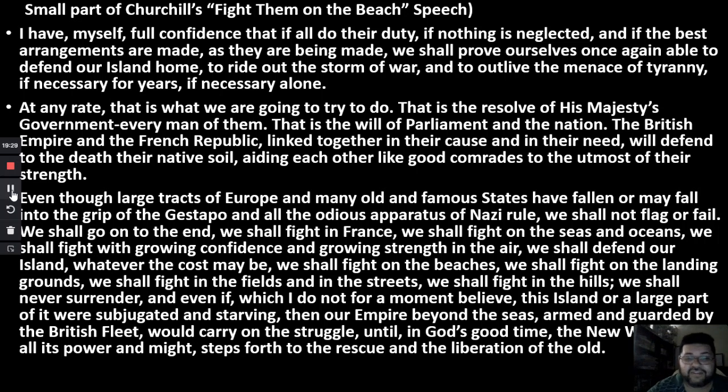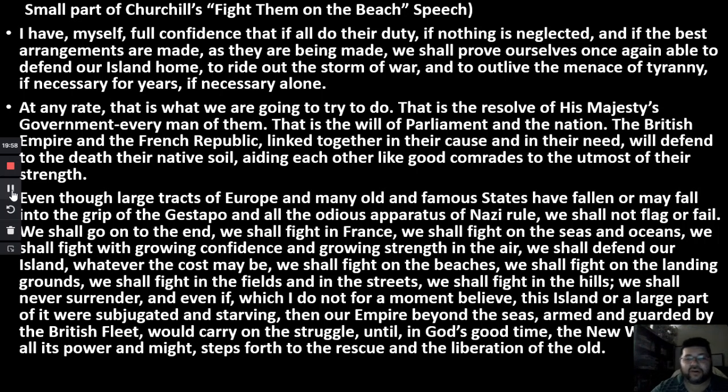We shall fight in France. We shall fight on the seas and oceans. We shall fight with growing confidence and growing strength in the air. We shall defend our island, whatever the cost may be. We shall fight on the beaches. We shall fight on the landing grounds. We shall fight in the fields and in the streets. We shall fight in the hills. We shall never surrender.